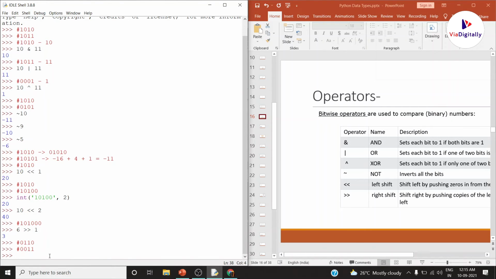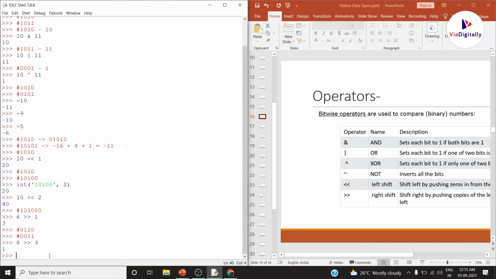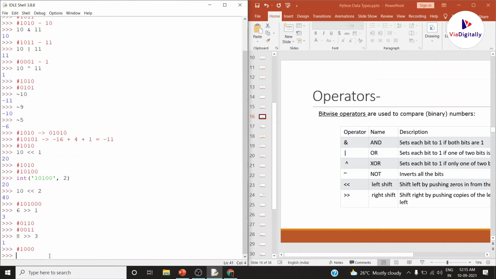Let me take another example. Now 8 right shifted by 3 units gives 1. What is the value of 8 in binary? That is 1000, right? If I shift this number towards the right with 3 units, what happens? I am going to insert 3 new zeros from the left side, and the 1 will come here, and all the 3 trailing zeros will be truncated. Now this value is 1, right? That's the reason we get 1 here.